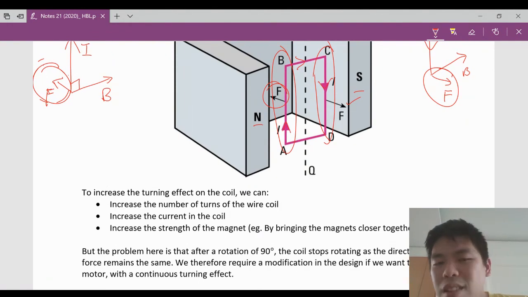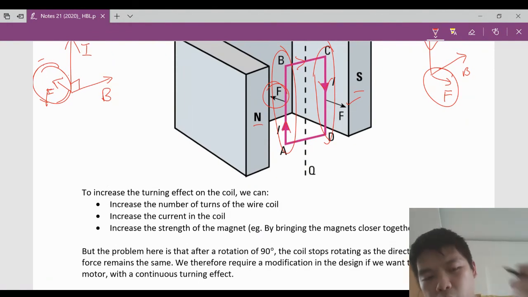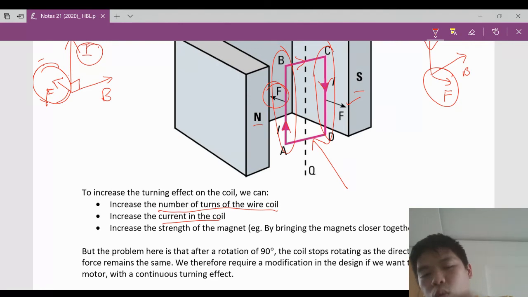Now you can increase this turning effect. You want it to increase as much as you can, but how can you do it? Increase the number of turns of the wire coil. For this purple coil, just make sure that you coil many times. Next, you can increase the current flowing through the whole coil, which will increase the turning effect. What else can you do? You can increase the strength of the magnet by bringing the magnets closer, so you increase B also.